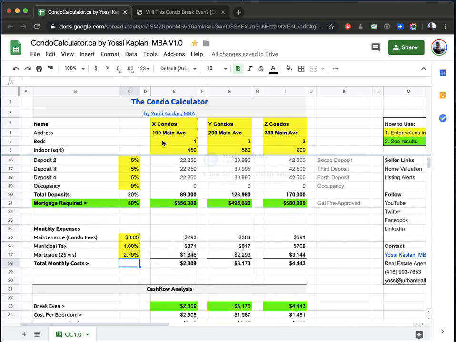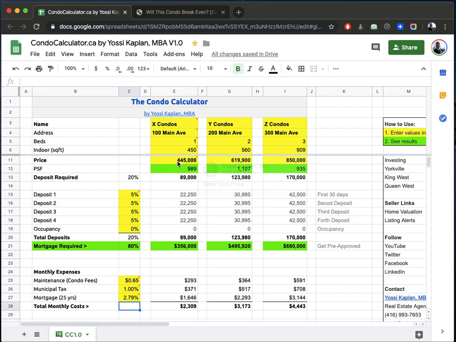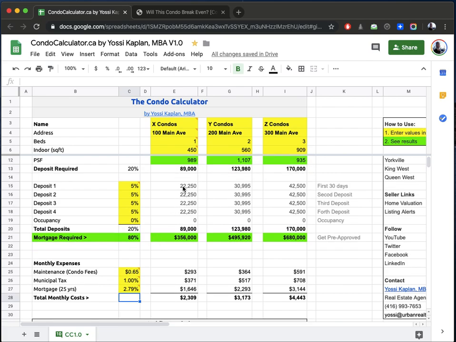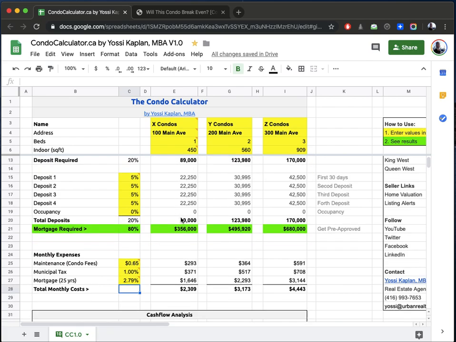So now I can tell you that condo one, the one bedroom, 450 square feet, the purchase price is 445, it's going to need 22,250, four payments, total of 89,000 for the deposit. I'm going to need to apply for a mortgage of 356,000, okay. Then my maintenance fees at 65 cents a foot will be 293 a month. Municipal tax estimate, these are all estimates, 371, and the mortgage estimate is 1646, and that's based on a 25-year amortization.